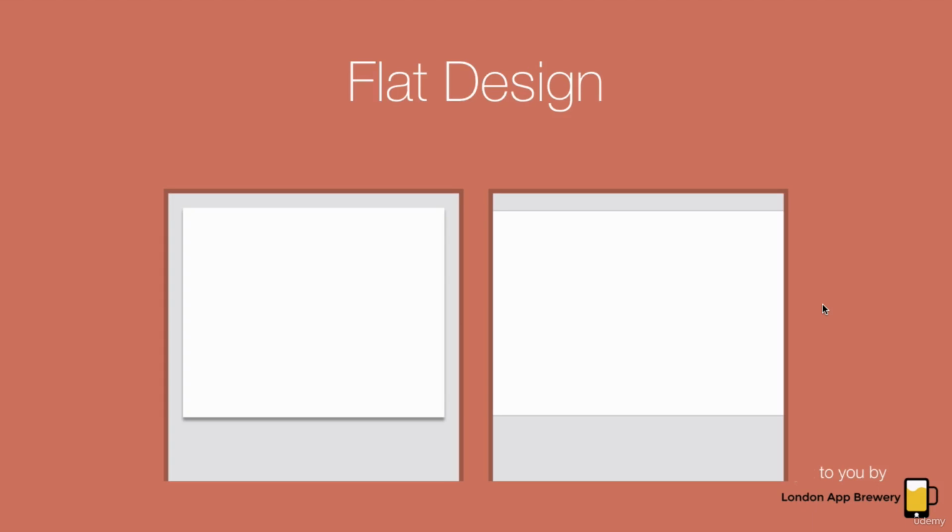Now, a typical representation of flat design is something like this image on the right. You can see that there's very little, if any, shadowing. There's pretty much no contrast and there's no gradients. So the idea is that it's as if it's a piece of glass. There's nothing that stands out up from the screen.